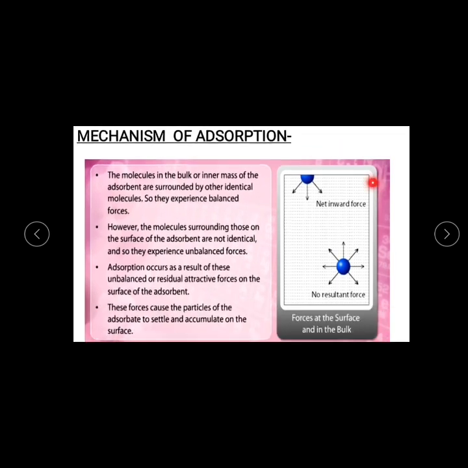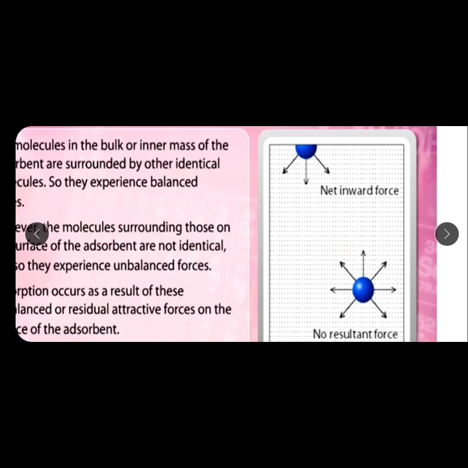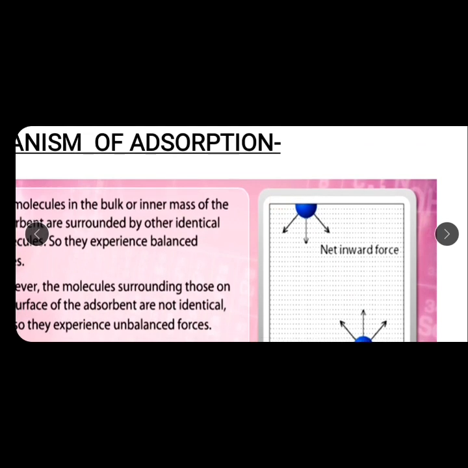Now when we look at this picture we can see that there is a molecule inside the bulk, and this molecule inside the bulk is surrounded by identical molecules, and it experiences balanced forces from all the sides. But when we look at this molecule which is near the surface, it is having unbalanced forces because it is not surrounded on all the sides by identical molecules.